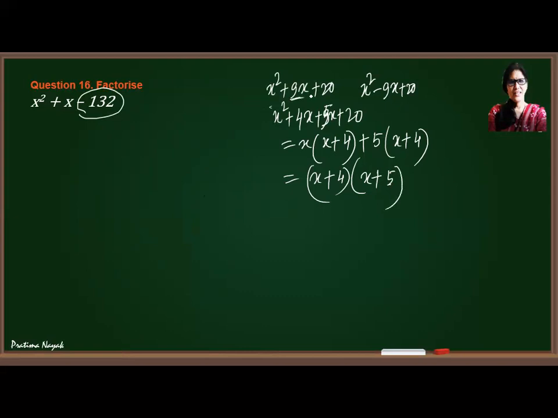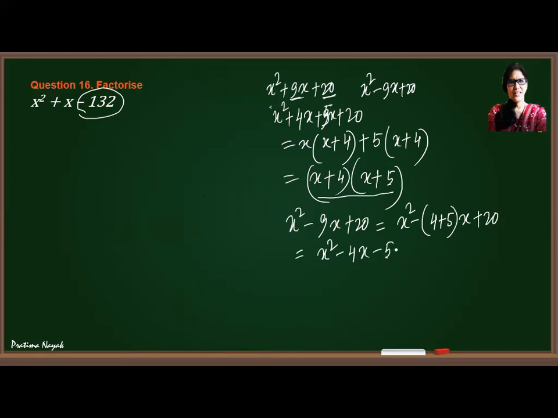That means when B is positive and C is positive, you are getting both positive terms. Now coming to x square minus 9x plus 20. So here what I am writing? I am writing minus 4 plus 5, as I discussed just now. In the second step, it is becoming x square minus 4x minus 5x plus 20. Then I am taking x common, I am getting x minus 4. Taking minus 5 common, I am getting x minus 4. That means I am getting (x minus 4) into (x minus 5).